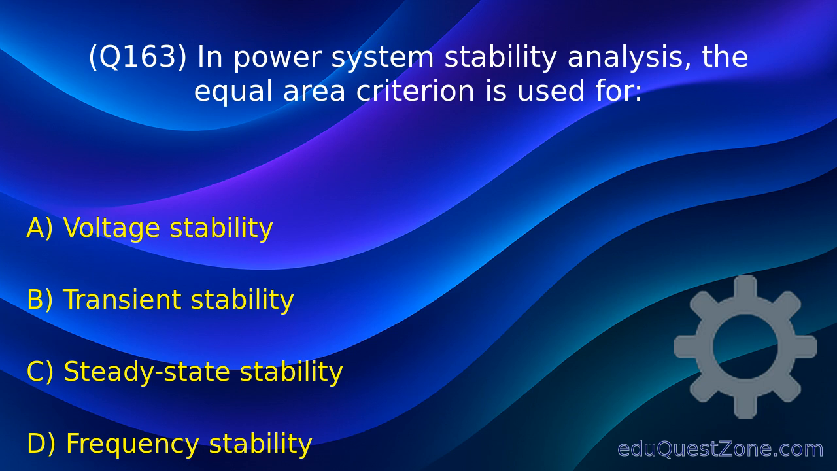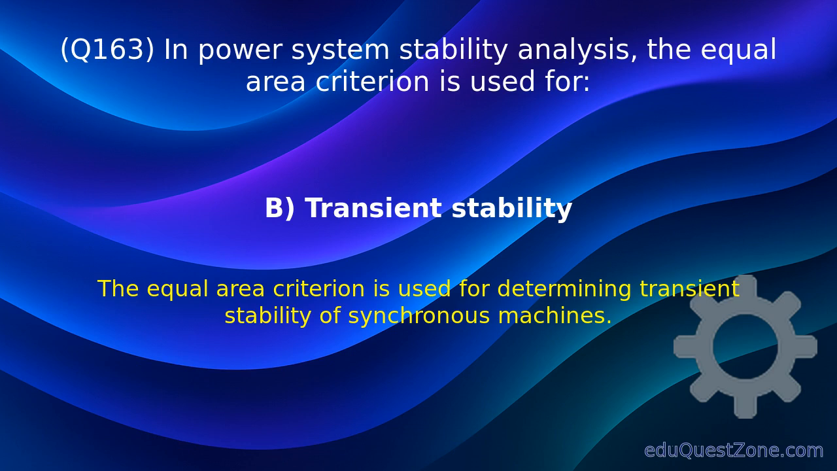Question 163. In power system stability analysis, the equal area criterion is used for? Option B, transient stability. Equal area criterion helps determine transient stability of synchronous machines.